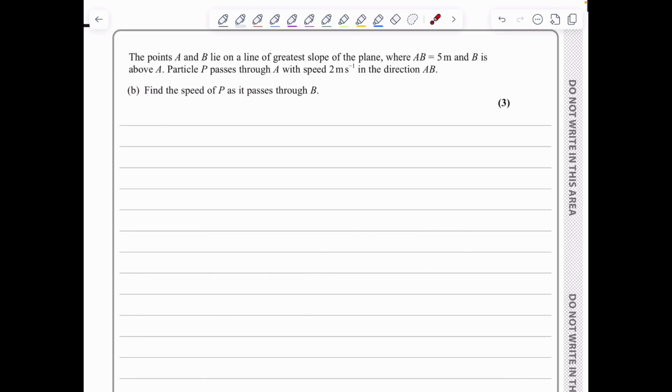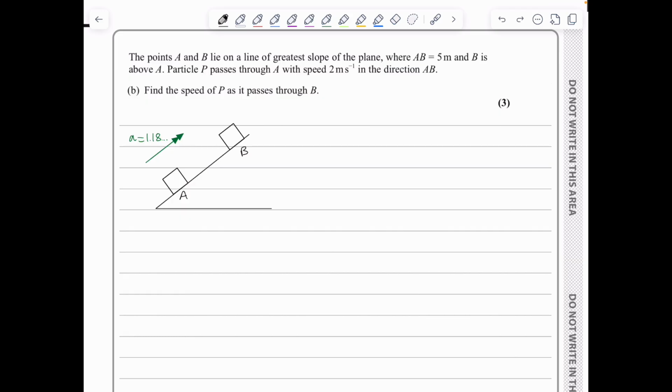In part B, we have that the points A and B lie on a line of greatest slope of the plane, where AB is 5 meters and B is above A. Now particle P passes through A with a speed of 2 meters per second in the direction AB, and we need to find the speed of P as it passes through B. So where exactly do we stand now? The situation is something like this. This is point A, this is point B. We know we are moving upwards with an acceleration of 1.18.